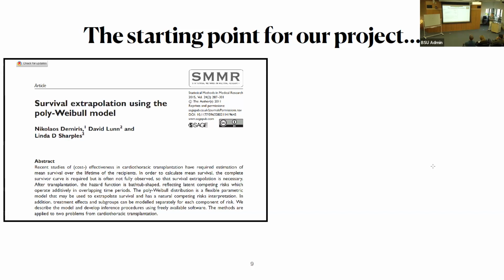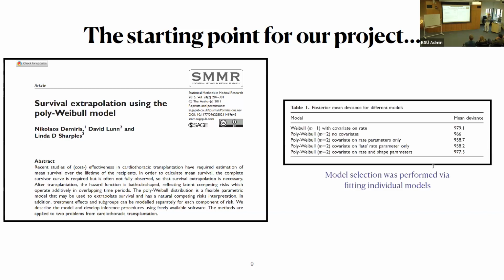So I had a read of this paper, and there were a couple of things that jumped out at me. One was that the idea in the paper is to fit these poly-Weibull models to data, but it's very difficult to know how many components should be in the poly-Weibull model, right? Should it just be a single Weibull model? Should it be a bi-Weibull model? Should it be a tri-Weibull model? And should you have covariates on the rate and the shape parameter, and how many covariates in each case? The way they assessed this was by fitting individual models and then comparing them according to some reasonable criteria, which is a perfectly sensible, pragmatic thing to do.